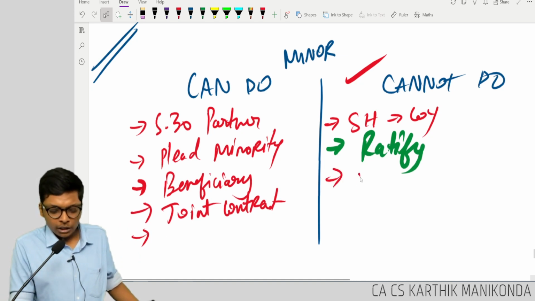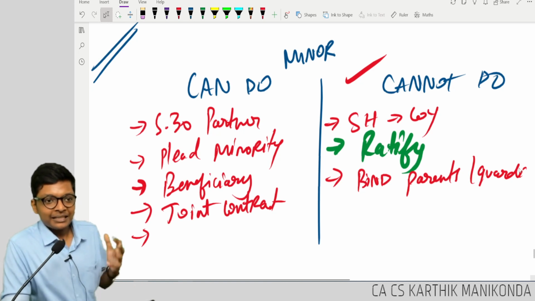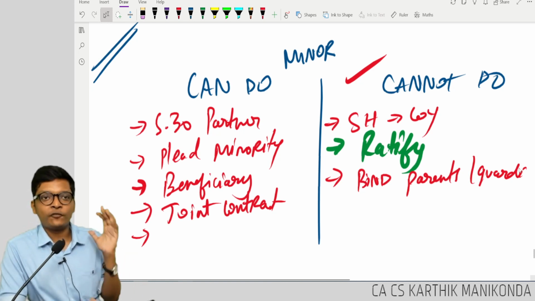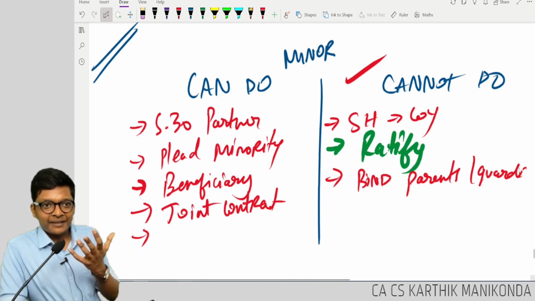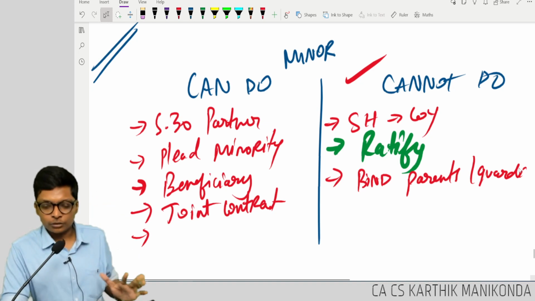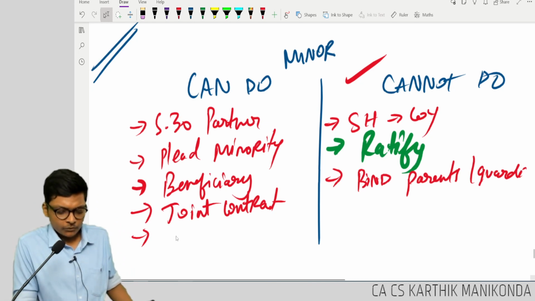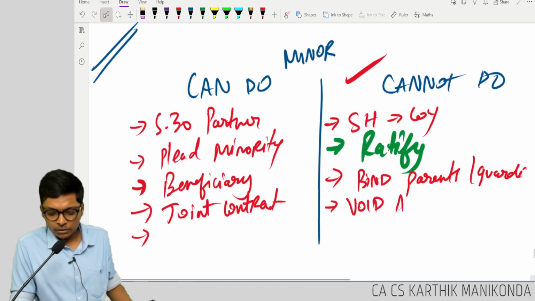A minor cannot bind parents or guardian. That means, let's say you went to a shop and you purchased an iPhone for 1 lakh. The shopkeeper is saying, where is the money? No. You can't tell that. You can't ask my parents. You cannot bind parents or guardian. Next. Every contract which a minor enters is void.